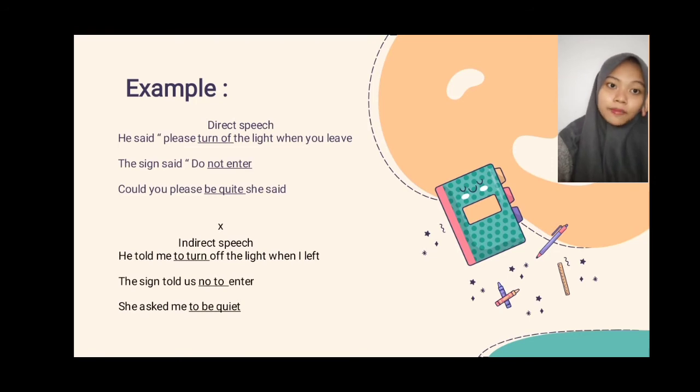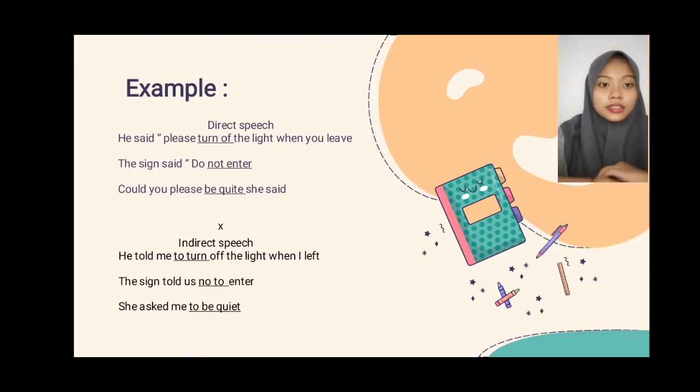For the next example: the sign said, "Do not enter." This is an example for a command. To be: the sign told us not to enter. Before, said; to be, told.